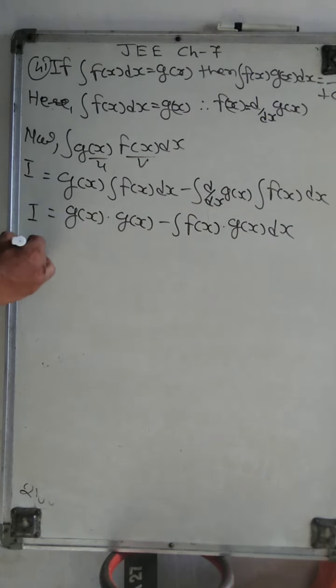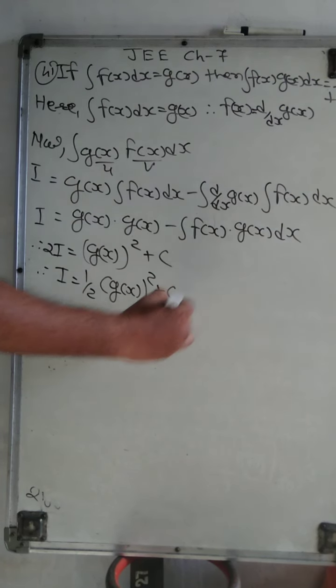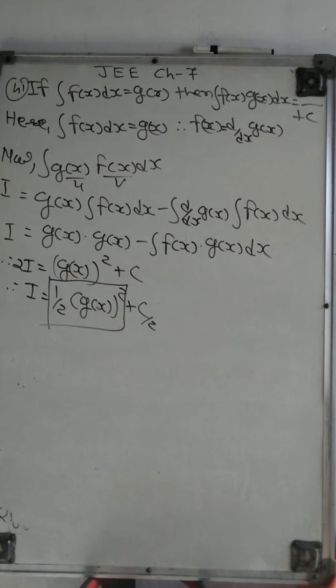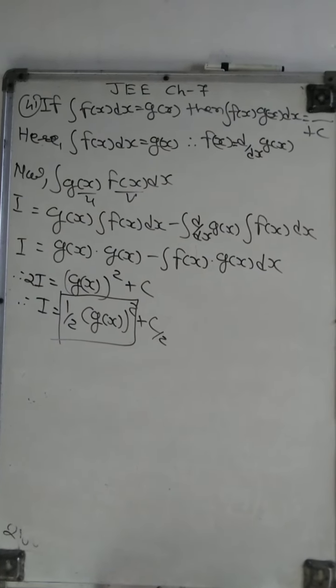Therefore 2I equals gx square plus c, and therefore I equals 1 by 2 gx whole square plus c by 2 or c. So therefore our answer is integration fx gx dx equal to 1 by 2 gx square plus c by 2 or c. We directly write it as c, right? So this way we can complete this sum. Now we go for the next one.